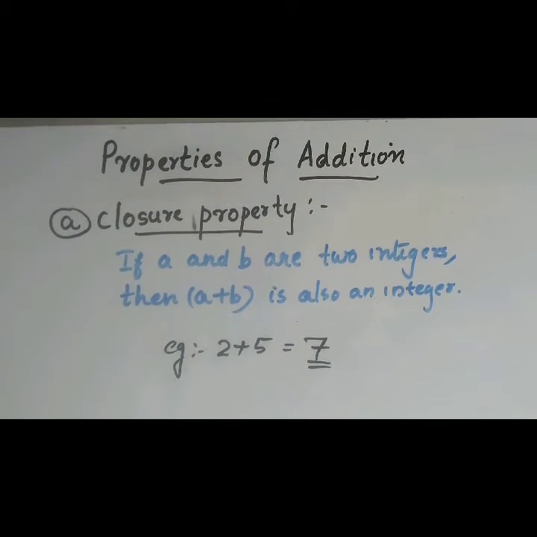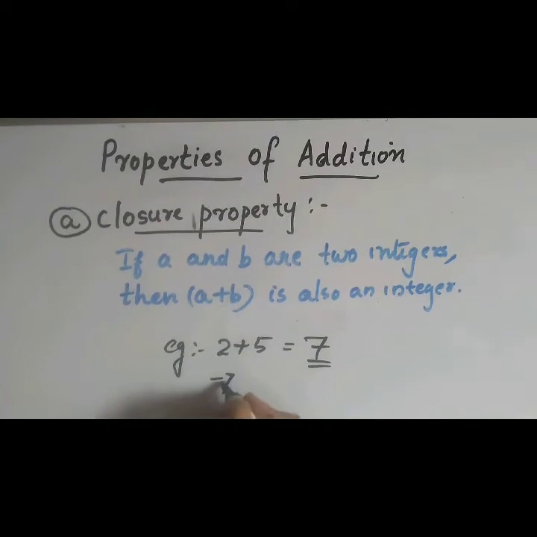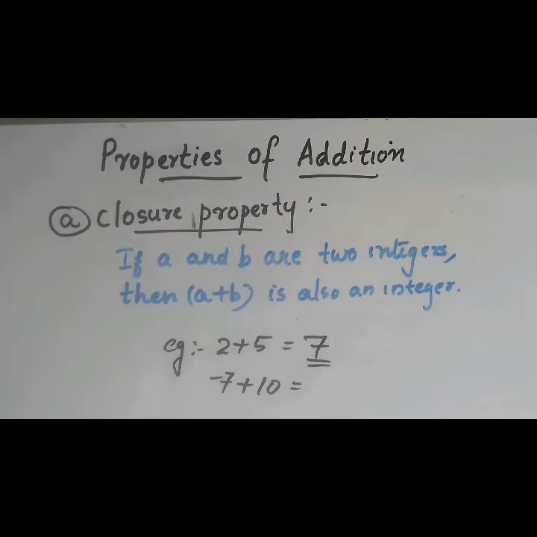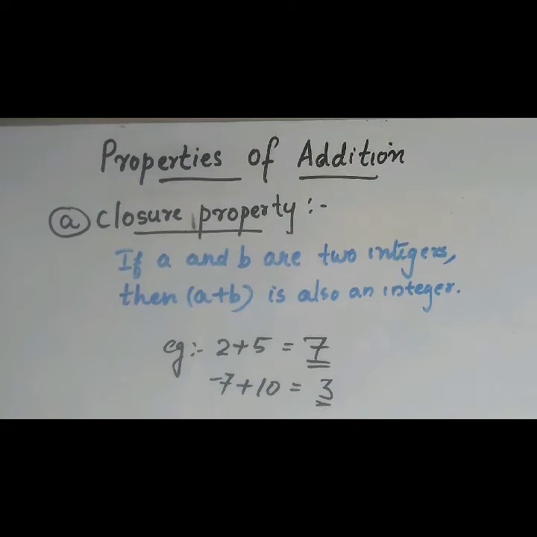Take another example, minus 7 plus 10. Minus 7 is an integer, plus 10 is an integer. The result is 3, which is also an integer. So this property is proved. Let's go to the second property.